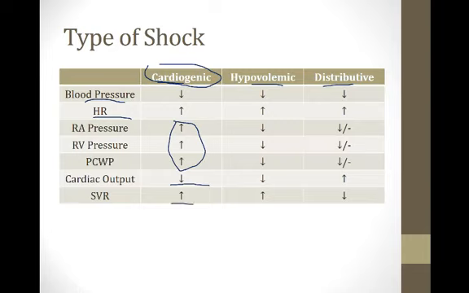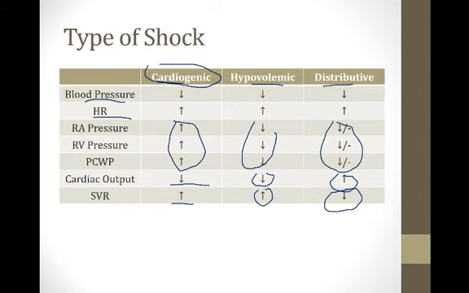In hypovolemic shock, the cardiac output is also low and the SVR is also high, but in contrast to cardiogenic shock, the pressures in the heart are all reduced. And then finally, in distributive shock, remember what I said, the hallmark is low SVR. The cardiac output is classically elevated and the filling pressures are variable. They may be low or normal, or in rare cases, they can even be elevated.